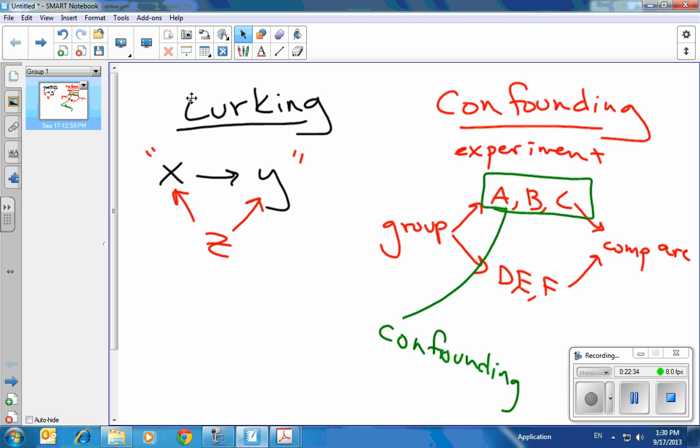It's like the last class about a coach, right? A coach comes in and has different practices. Is it the practices or the new coach? We don't know. We can't separate those two things. They're both in there, right? That's a confounding variable.